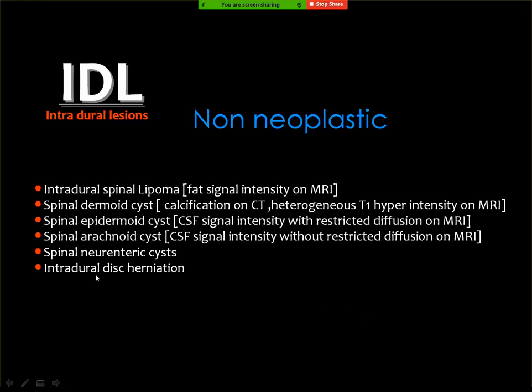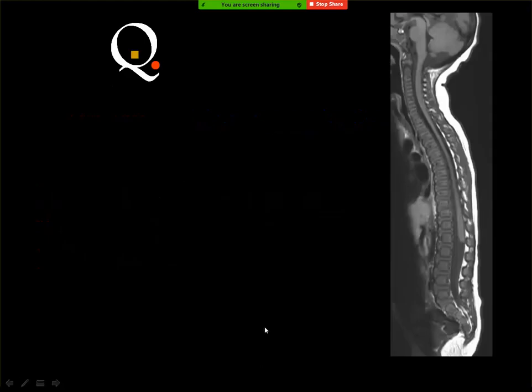And sometimes, as I have mentioned in the lectures, the disc may herniate and extend inside the dural space, and at that time you know that this is disc because it is exactly at the level of the disc. Then what do you think about this?